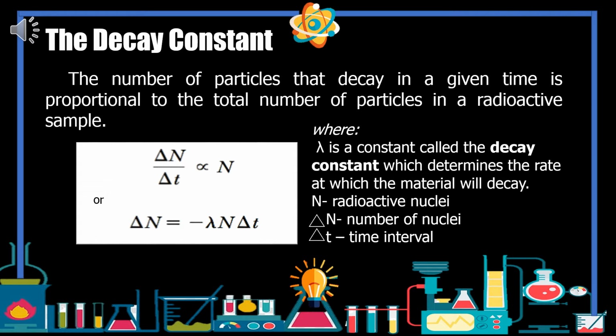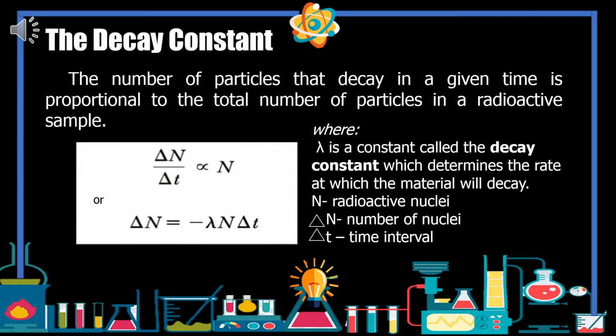Observation has shown that if a radioactive sample contains N radioactive nuclei at some instant, the number of nuclei, represented as delta N, that decay in a small time interval delta T is proportional to N. That means the number of particles that decay in a given time is proportional to the total number of particles in a radioactive sample.